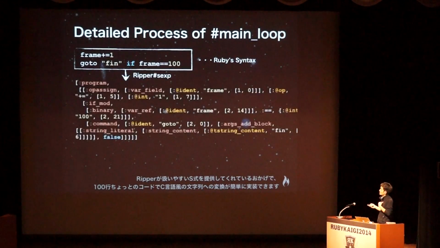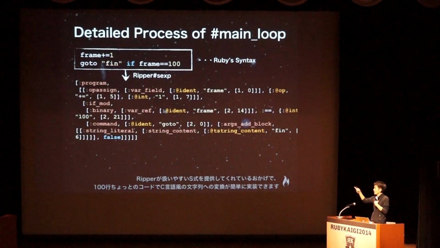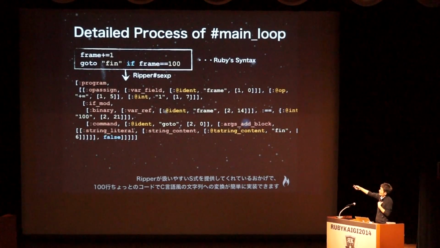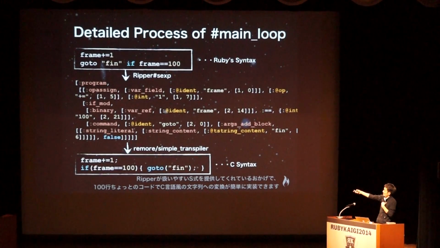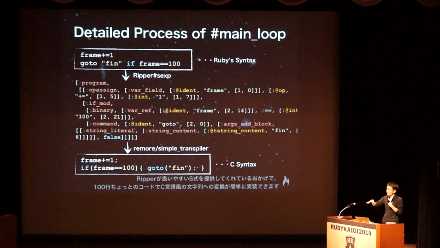So same as him, I use the Ripper S-expression method, and so I get this kind of array, and I parse this array to this C syntax program. It looks similar, but the semicolon is not here, or the double quote here, or something like this. So it converted successfully. So that's why I've successfully converted the NES compilation.